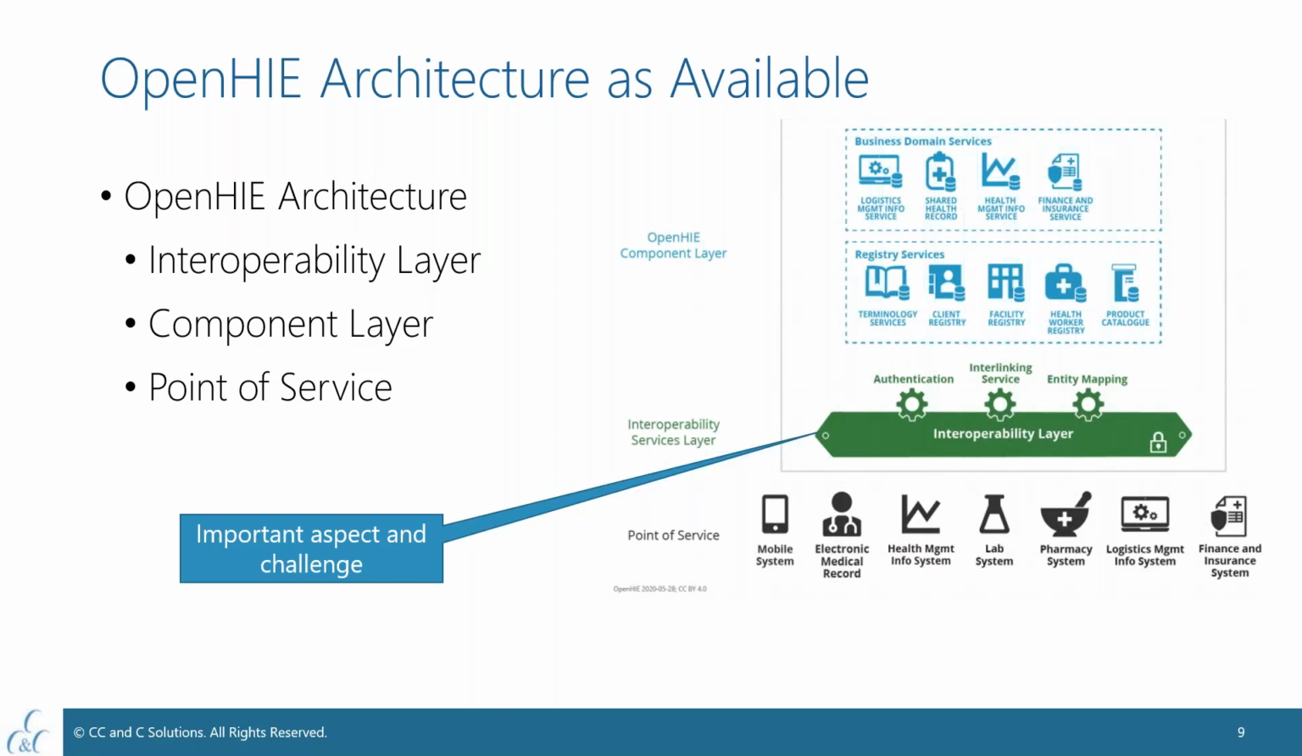So if you see on the top, blue is the business domain services registries, and below is the point of service. Interoperability is highlighted in green because interoperability is always a challenge. Even within a country, it is a challenge. Even between a doctor and a patient, there is a challenge, because doctors sometimes use short names, while patients understand commercial names, and so on. So there is a lot of communication.